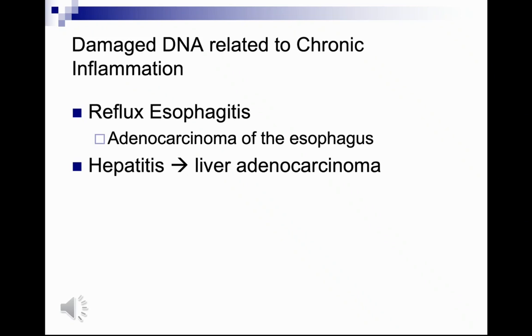Hepatitis would be another example. Chronic inflammation in the liver, resulting in liver adenocarcinoma. We'll talk more about that when we talk about viral hepatitis. And also we'll talk more about GERD in the module on upper and lower GI disorders.